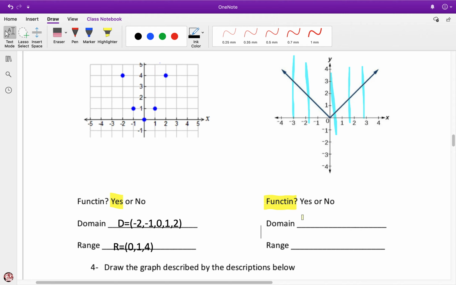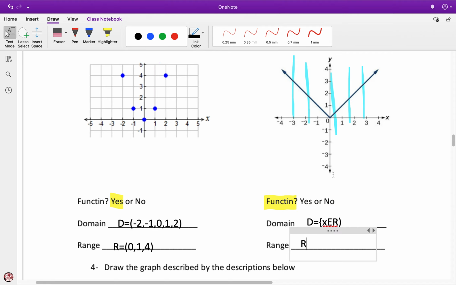Then the domain. I'm thinking this way, right? But these have arrows going out here. So realistically, my domain is any real number, since it never stops. Domain equals the set of any real numbers. I'll use this ∈ because this works. There we go. Then I have to look at the range.